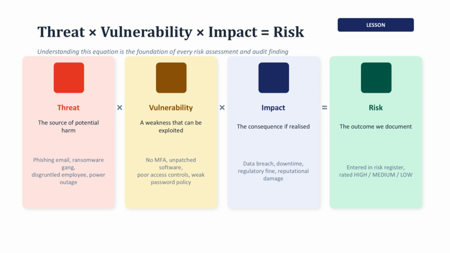Now, vulnerabilities are a weakness in your system or processes that a threat can exploit. Think of it as a gap that makes a threat dangerous. For example, no multi-factor authentication, or MFA, which means a stolen password can get an attacker in. Unpatched software means a known flaw can be used against you. Vulnerabilities are within your control. You can close them, and this is where more security investment goes in.